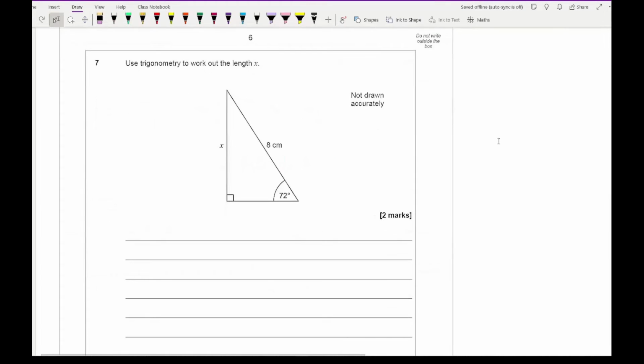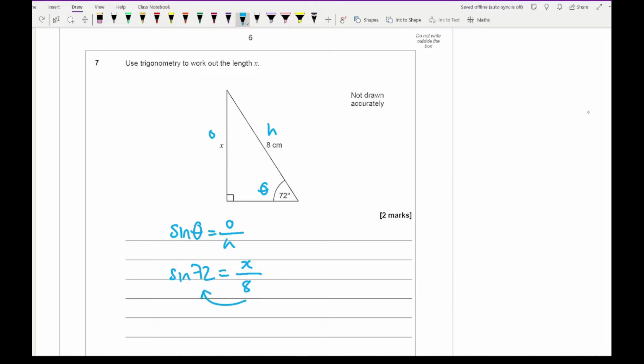So question 7, it says use trigonometry to work out the length of x. So again, first thing we want to do is label the triangle. We've got hypotenuse, we've got opposite, and we've got our theta. So which trig ratio uses O and H? Well, that's going to be sine. So I've got sine theta equals O over H. I've got sine 72 equals x over 8.